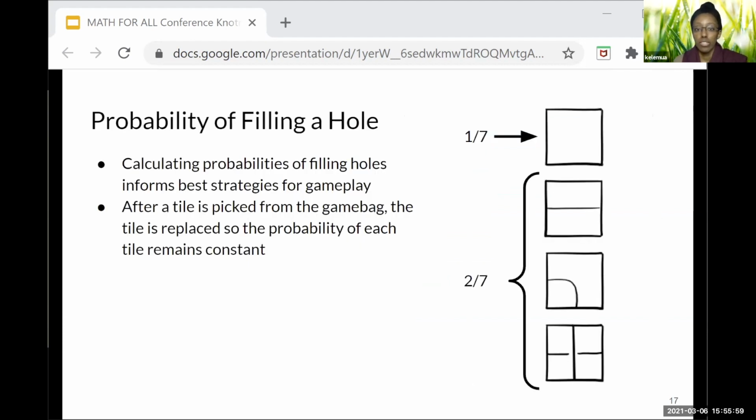And since we wanted to develop strategies for gameplay, we studied the probabilities of filling holes. So in order to begin, we made a simplifying assumption that after a tile is picked from the bag, it's replaced. So the probability of each of the tiles remained constant. So the blank tile has a probability of 1/7, and the line, elbow, and 4 connected tiles have probabilities of 2/7. And now I'll give a brief overview of the probabilities we calculated for some hole types.